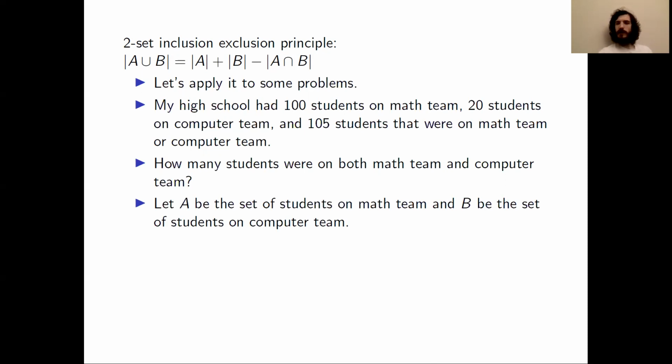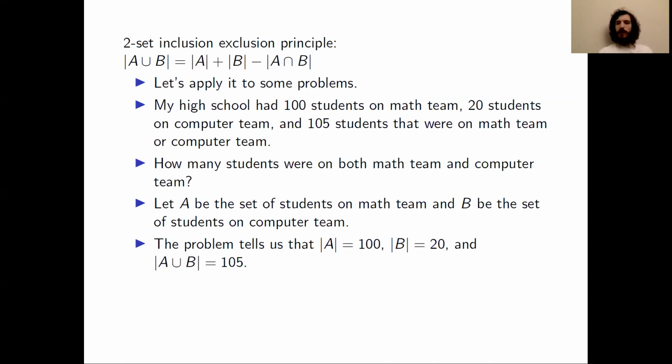So let's define some sets so that we can apply the two-set inclusion-exclusion principle. First, we'll let A be the set of students on math team, and we'll let B be the set of students on computer team. And let's see what the problem told us about A and B. Well, first, it told us that the cardinality of A is 100. The cardinality of B is 20. And the cardinality of A union B is 105.